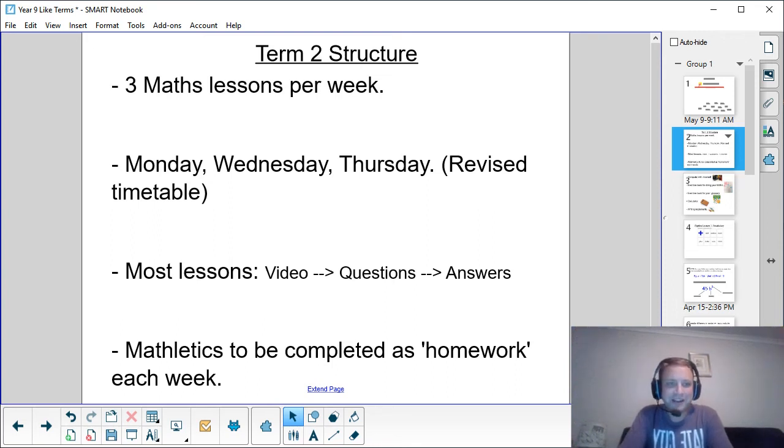Before we get into the actual learning, let's just go through the structure of what's in store for you for all of term 2. So we've changed our timetable, revised it a bit. You'll still have more maths and English than anything else.